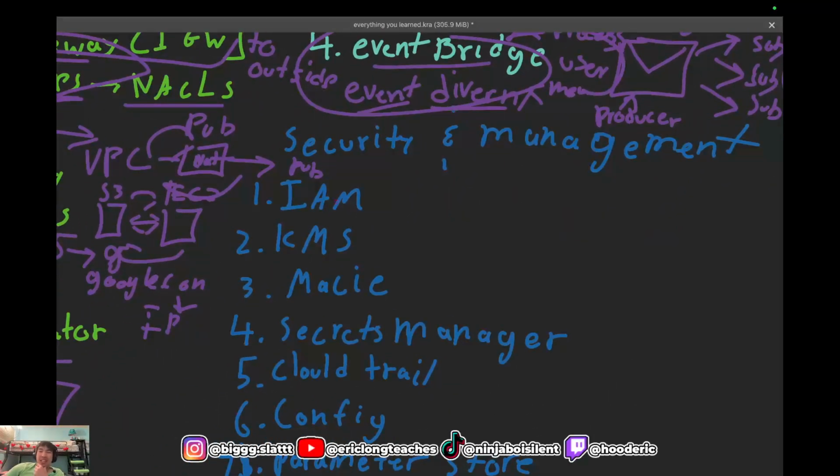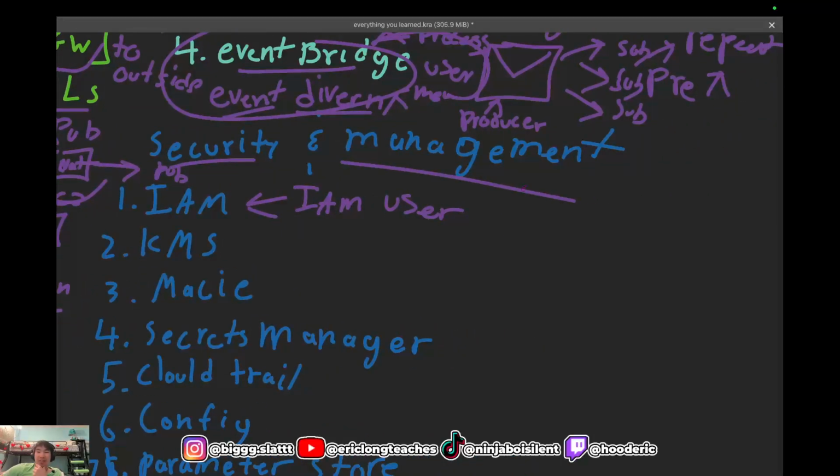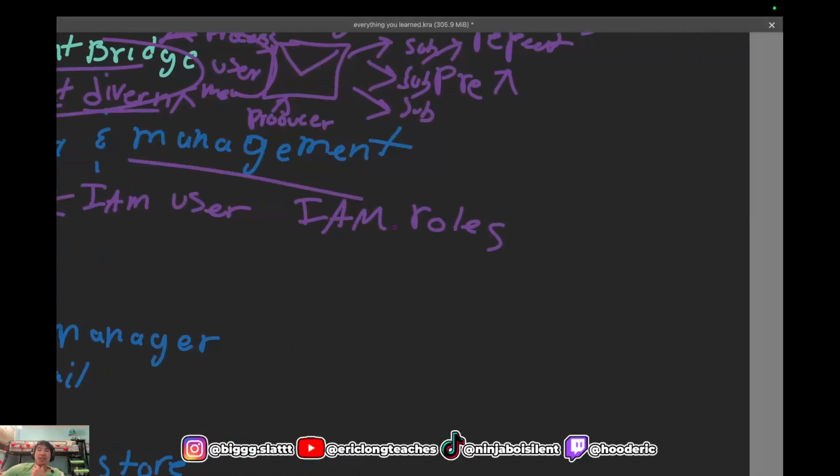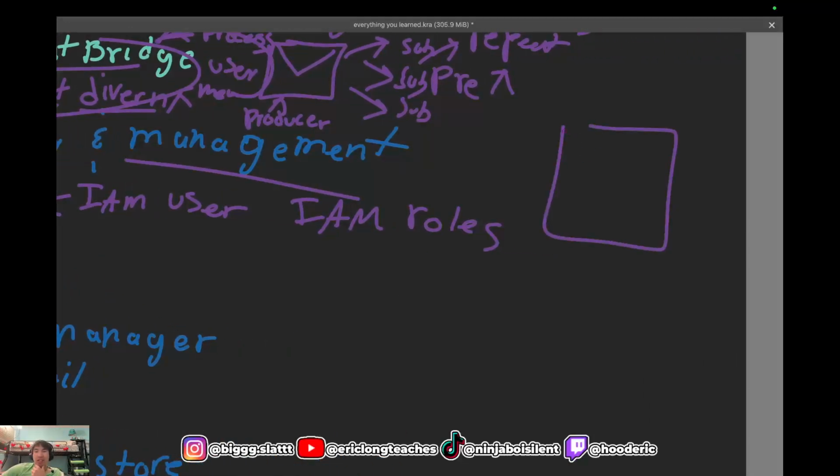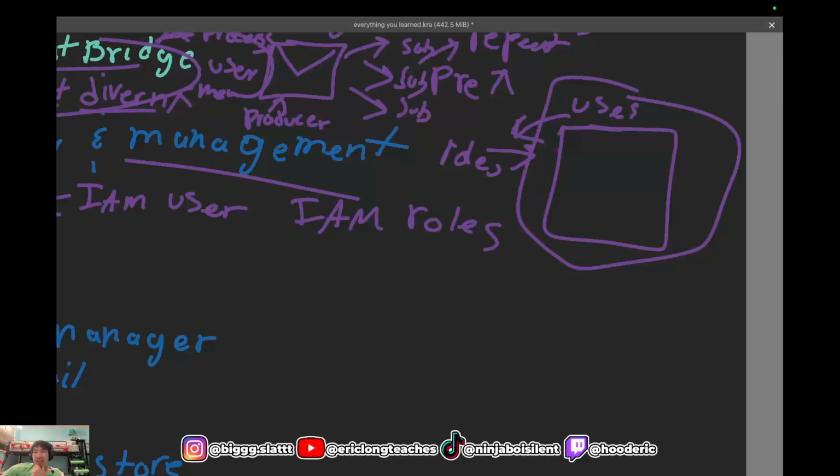Okay, lastly, for our last category, we have security and management. Let's see, IAM. There's different things like IAM user, IAM group, and IAM roles. Roles is basically a group of users which have the same amount of power. This is users, and this is the role. So any user with this role would have access to whatever this is, say like two servers.